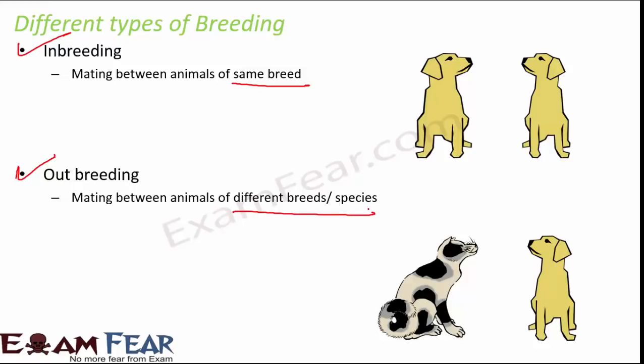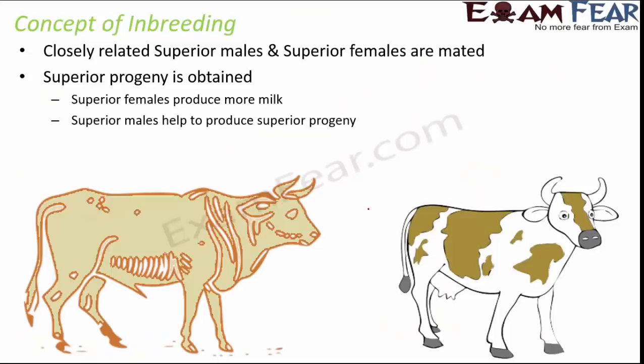Now, why does this concept of breeding exist? Breeding obviously is needed for reproduction. The inbreeding and outbreeding concept came up because we wanted to produce desired traits in the new organism. So, for that, it is important that we mate two animals with desired traits, so that we are able to get a healthier, superior animal.